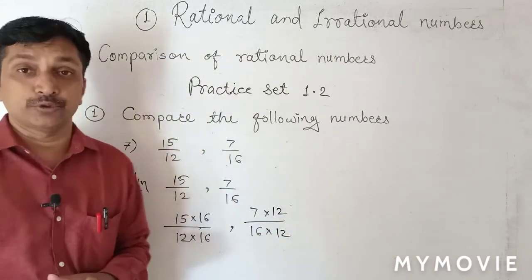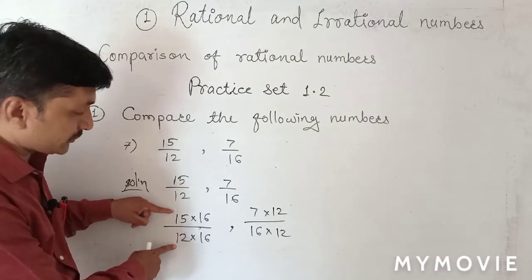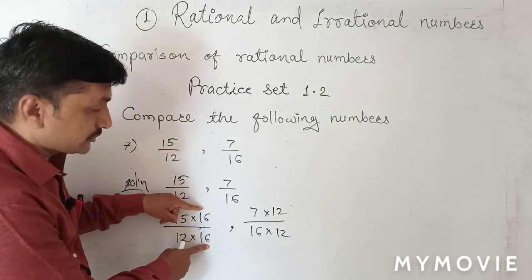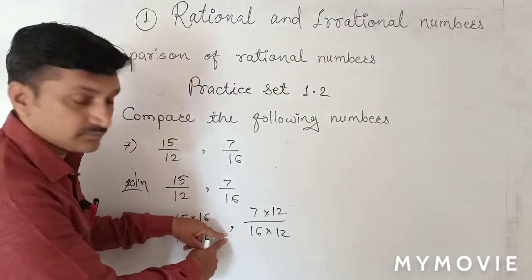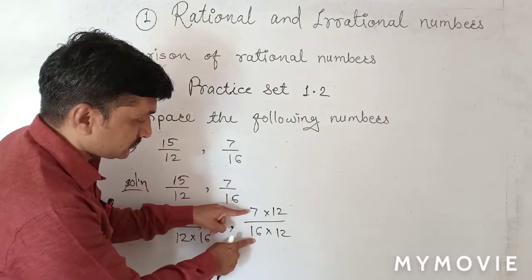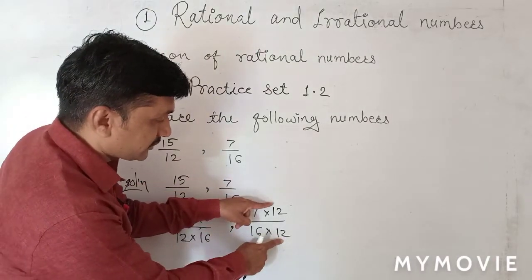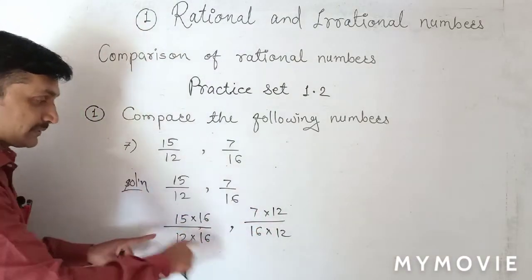See what we have done. The first fraction I wrote as it is, 15 upon 12. Here I wrote the denominator of the second, 16, comma, because now we are not comparing. The second fraction is 7 upon 16 and here we multiply and divide by the second's 12. We have to multiply them now.